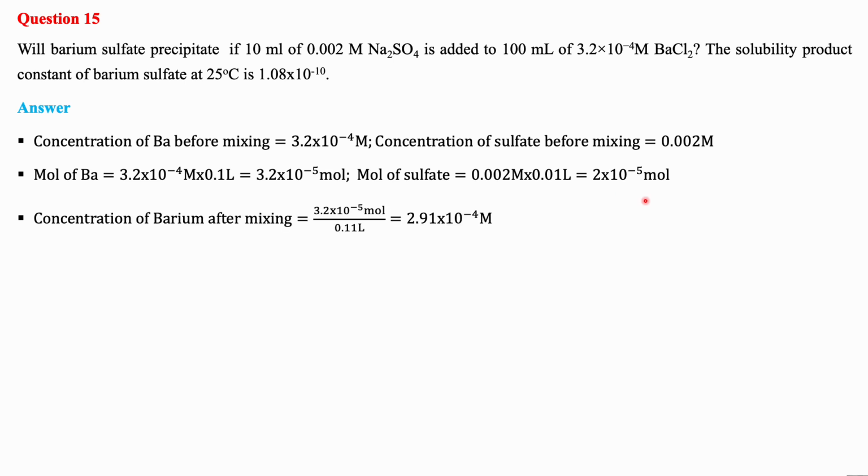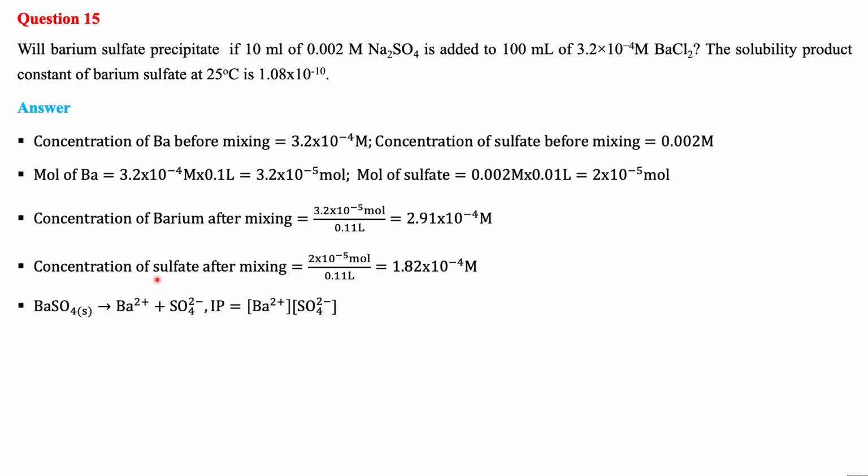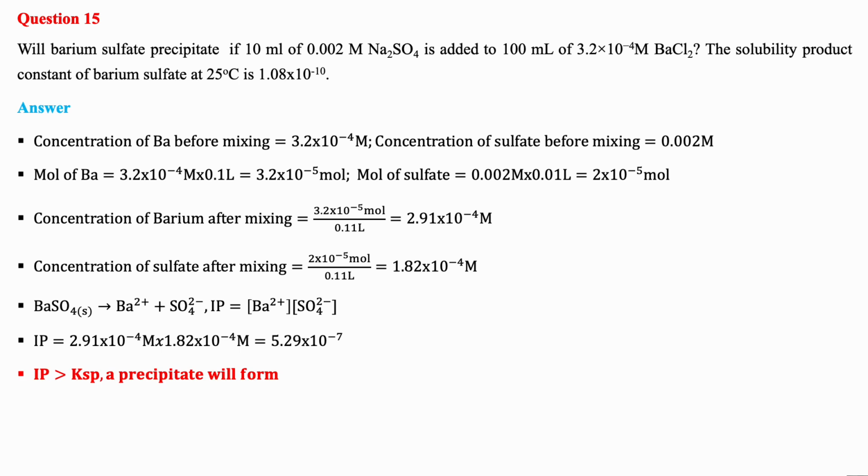So that means we also determine the moles of sulfate before mixing. Then you determine the concentration of barium after mixing. After mixing means we divide by the total volume. Also the concentration of the sulfate after mixing, we divide by the total volume. Then we determine the ionic product, so we multiply the concentrations. Then we compare the ionic product with the Ksp. We see that the ionic product is higher than the Ksp. In this case, a precipitate is going to be formed. The precipitate will form.